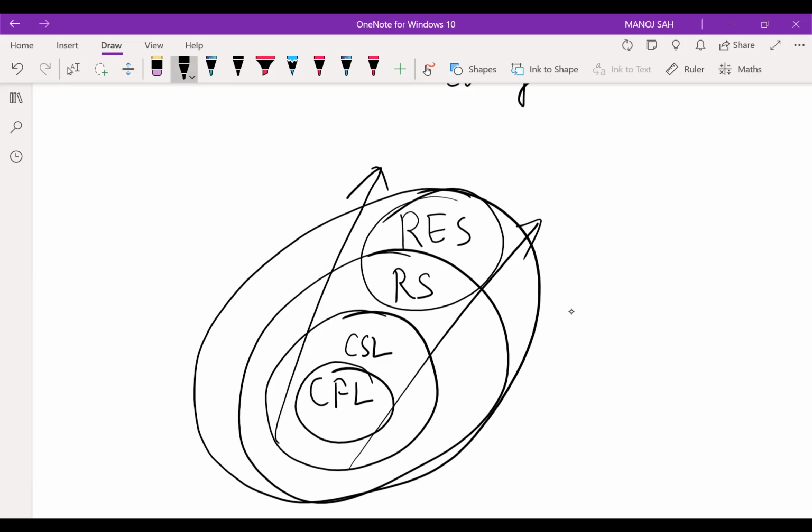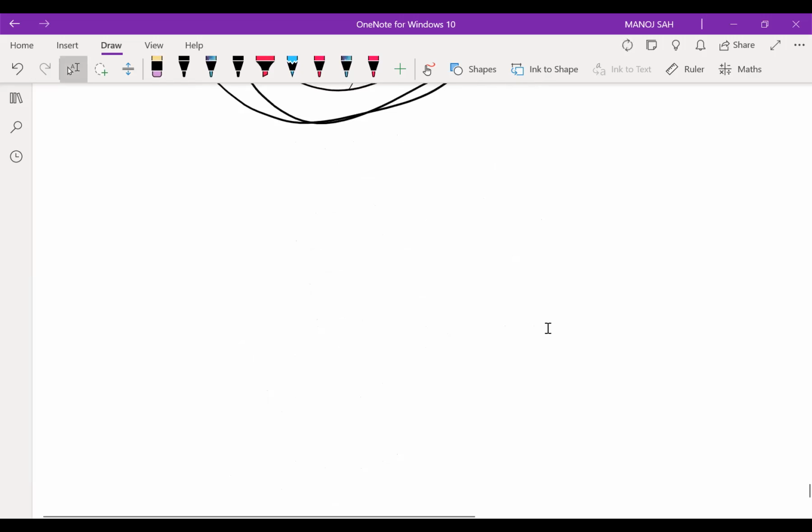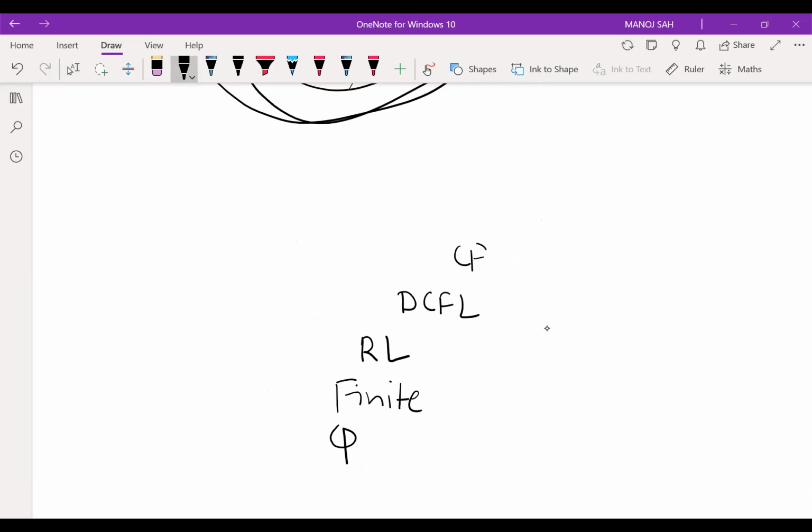So finally I am making one more diagram here. You see this. There is a language that is called phi. There is a language that is called finite. There is a language which is called RL. Then there is a DCFL. Then there is a CFL. Then there is a CSL. Then there is a RS, recursive. And there is a RES.